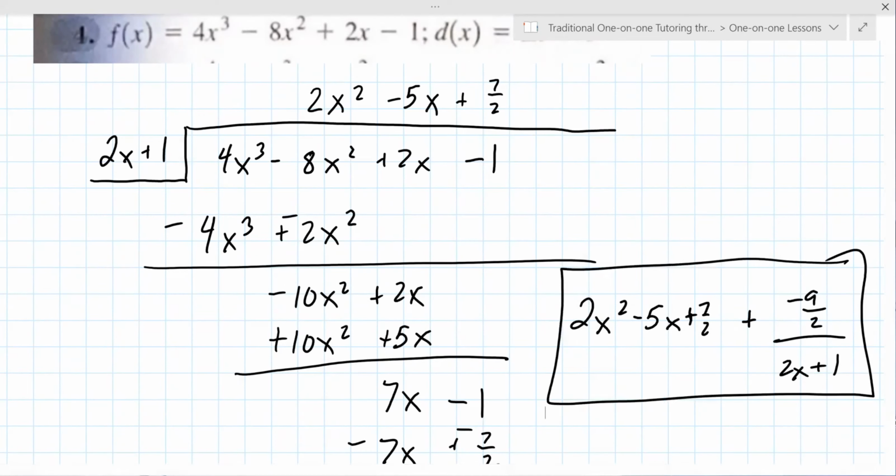I wonder if there's another one. 8. Yep, 8 is synthetic division, much faster to do. We get that in there.